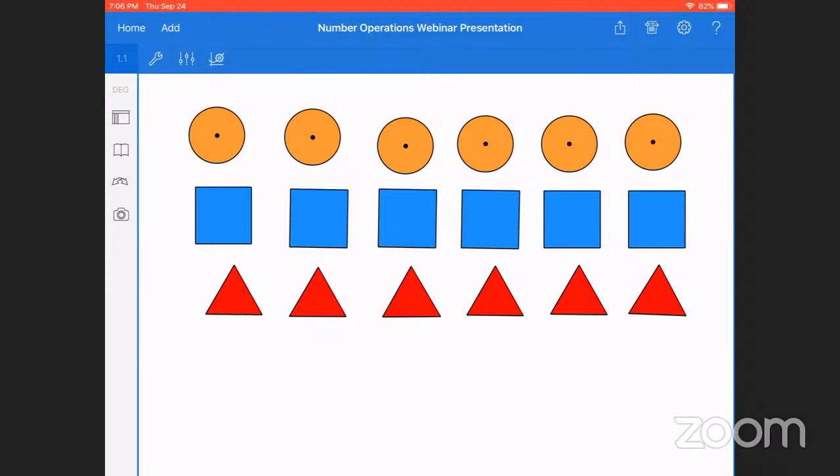So I'm going to start here with this circle, and I would ask the students, okay, what shape do you think will come next? And they could say anything. I mean, they could guess anything because they have no idea what I'm thinking. And so say they guess a triangle, and I say, nope, it's not a triangle, guess again. And this time they guess a square.